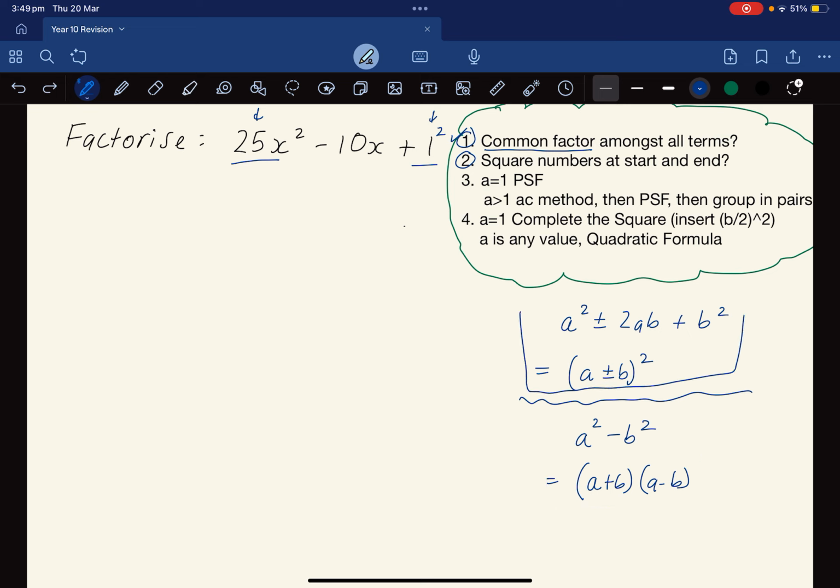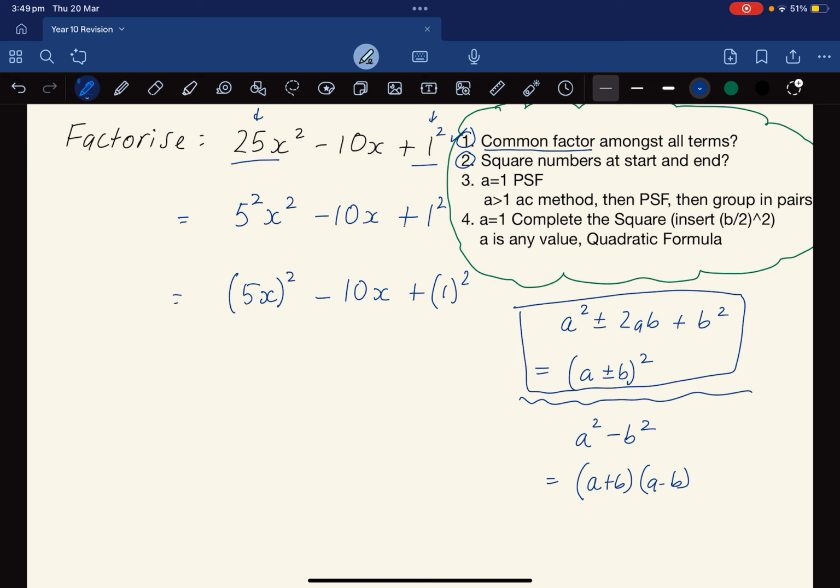So this is the one we're going to use, and we're just going to try and get it into factorized form. The first thing is to write it as a square number with a square base, okay? So I can write this as 5 squared x squared, and we're going to just ignore that middle number for now, plus 1 squared. Then I can do that one step further where I put it in brackets, (5x) squared plus 1 squared.